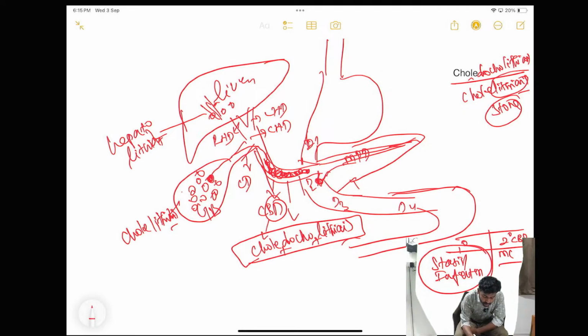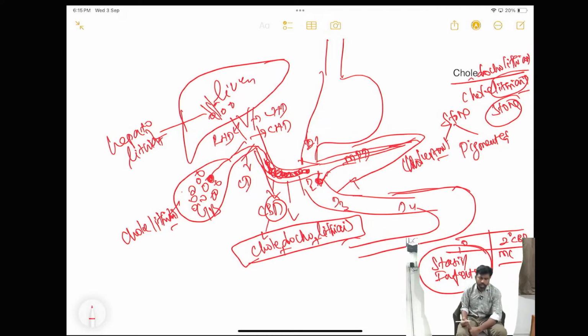What two types? One is pigmented stones, another one is cholesterol stones. Stones can be divided into two: pigmented stones and cholesterol stones. What is the most common stone? Previously the most common stones were cholesterol stones. Now the most common stones are mixed stones.